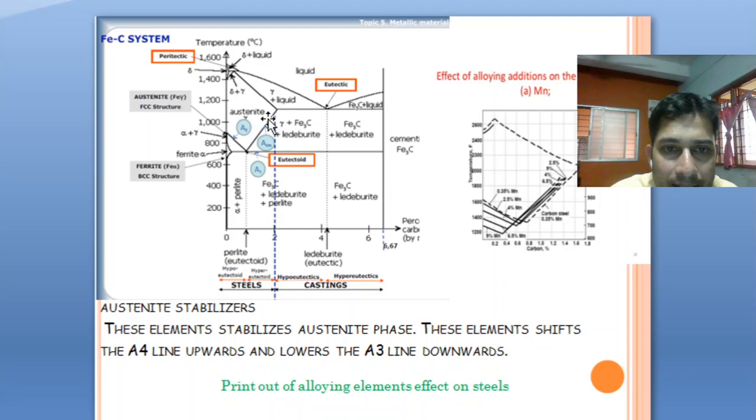So this type of stabilizers are called the austenite stabilizers. These elements stabilize the austenite phase. They shift the A4 line upwards and lower the A3 line. So the A3 line will go down and the ACM line also will go down, and even at room temperature we will see the presence of the austenite phase. So these are the two types of stabilizers.